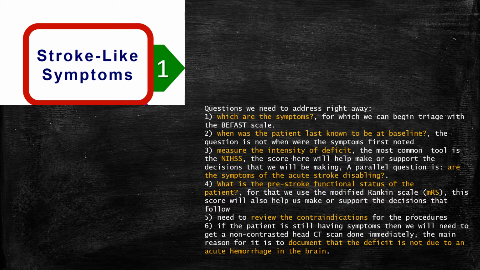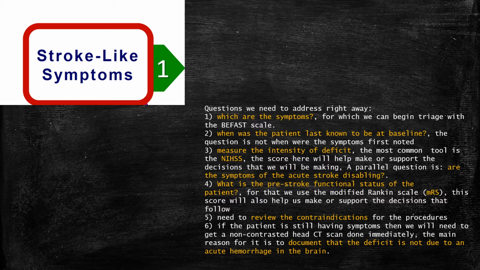Then measure the intensity of deficit. The most common tool is the NIH stroke scale. This score will help make or support the decisions that we will be making. A parallel question is, are the symptoms of the acute stroke disabling? Also, we will need to figure out the pre-stroke functional status of the patient. For that we use the modified Rankin scale. This score will also help us make or support the decisions that follow.